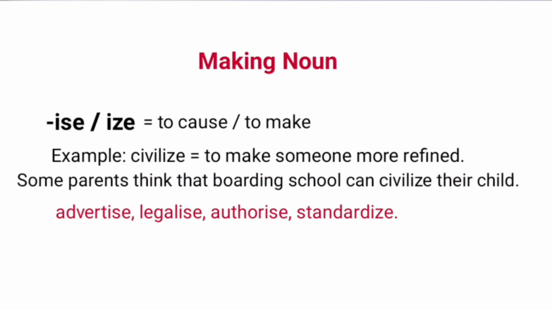Making verbs with derivational suffixes. Suffix ise or ize means to cause or to make. Example word: civilize. It means to make someone more refined. Some parents think that boarding school can civilize their child. Other example words: advertise, legalize, authorize, standardize.